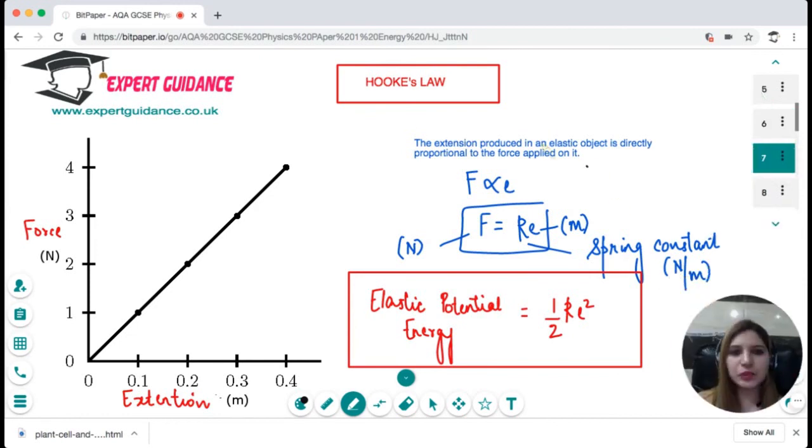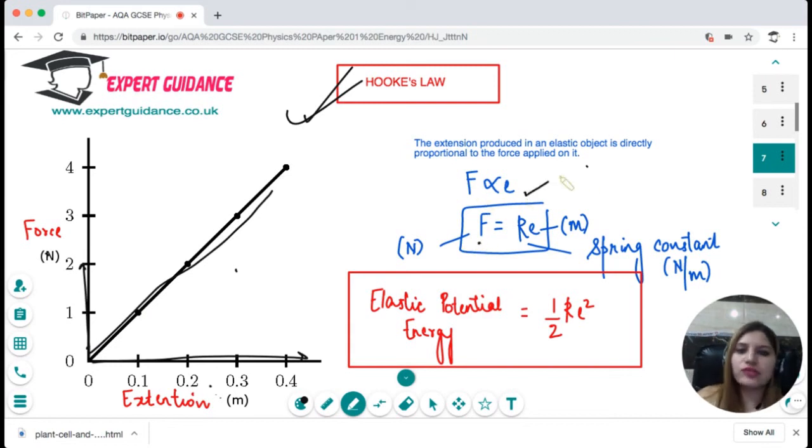Next is Hooke's law. Hooke's law says that when you have any elastic object, as we increase the force, the extension increases up to a level, okay? So the force and the extension have a linear relationship. Force is directly proportional to e, where F is ke. K is the spring constant, which is specific for a certain spring. And to calculate the elastic potential energy stored in the spring, we do half times k times e squared.